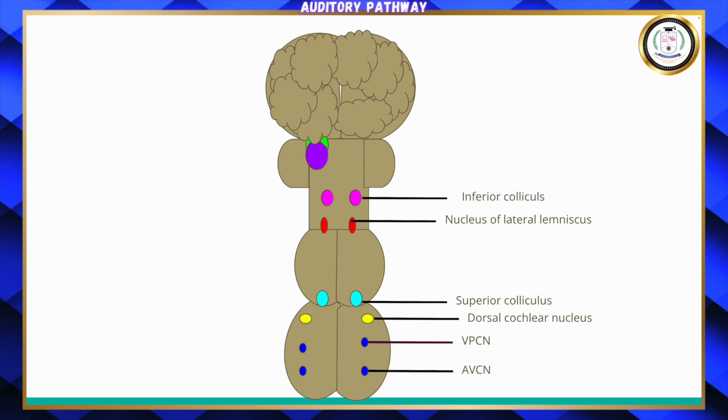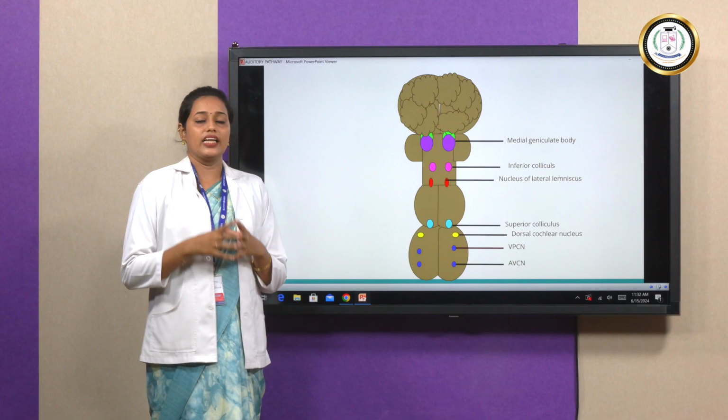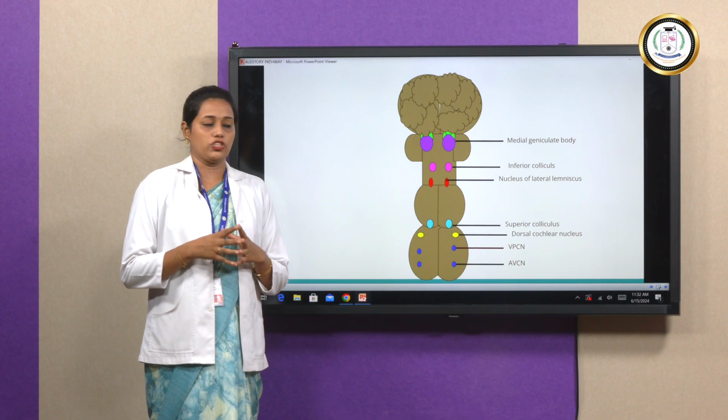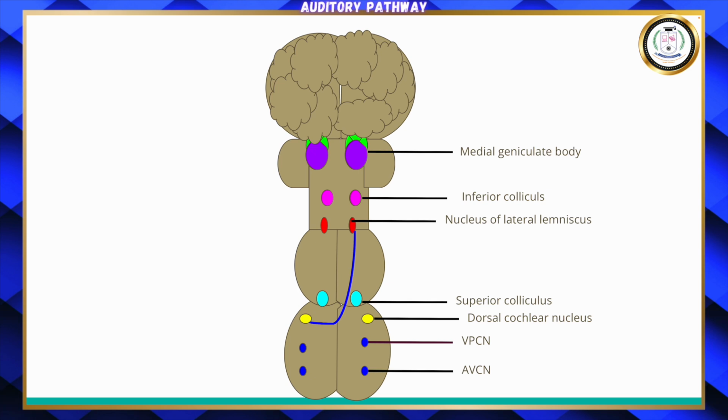And next we have thalamus. Along with the thalamus, there is the medial geniculate body. Now let's start to learn about the interconnections. So first, this dorsal cochlear nucleus will be going contralaterally and will reach the nucleus of lateral lemniscus. This fiber is called as dorsal acoustic striae.